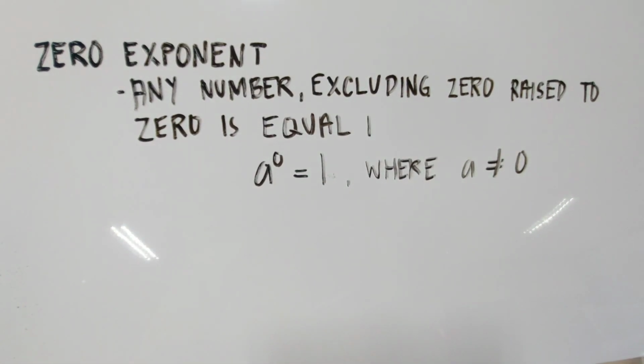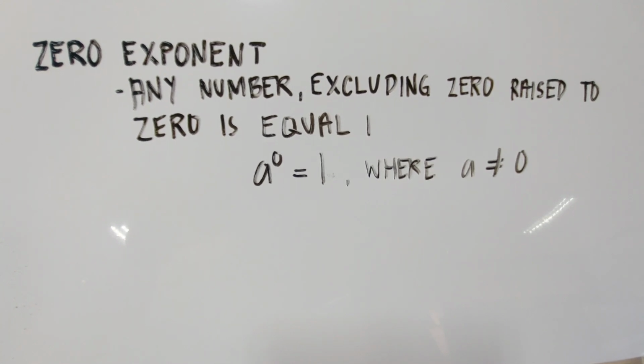Let us proceed now to zero exponent. So, according to zero exponent, any number excluding 0 raised to 0 is equal to 1. A raised to 0 is equal to 1 where A is not equal to 0. So, yung A, bawal siya maging 0. Bakit? Kasi pag naging 0 raised to 0, that is an indeterminate. Again, 0 raised to 0 is indeterminate.